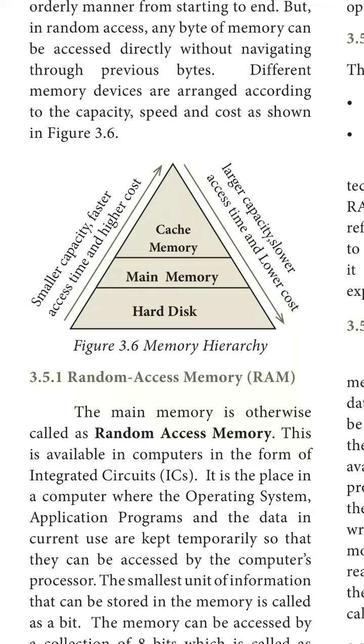So when you move from bottom to top, the capacity of the memory will be very low, but the accessing time of the memory will be faster. And on the right hand side you can see an arrow from top to bottom, showing larger capacity, slower accessing time, and lower cost. So when you move from top to bottom, the memory capacity will be high, but accessing time is slower. If you want to access a byte, it takes larger time, and you can see that the cost is also very low here.